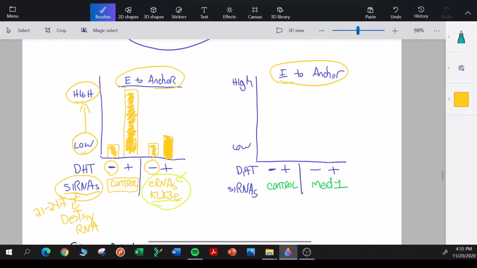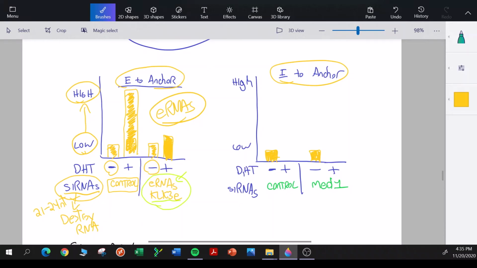So what this is telling us is that the eRNAs are important for bringing the KLK3 enhancer in close proximity to its target promoter. Now, what about mediator? So they did the same experiment for mediator. Again, when there's no DHT added to the cells, nothing really happens. There's no real rearrangement of the chromatin around the KLK2 gene promoter.